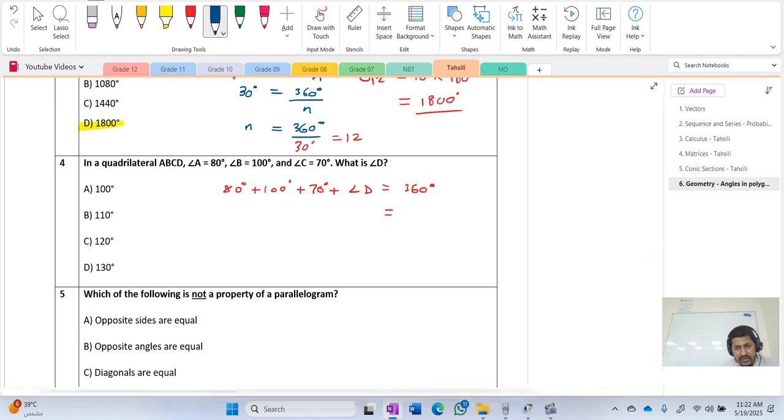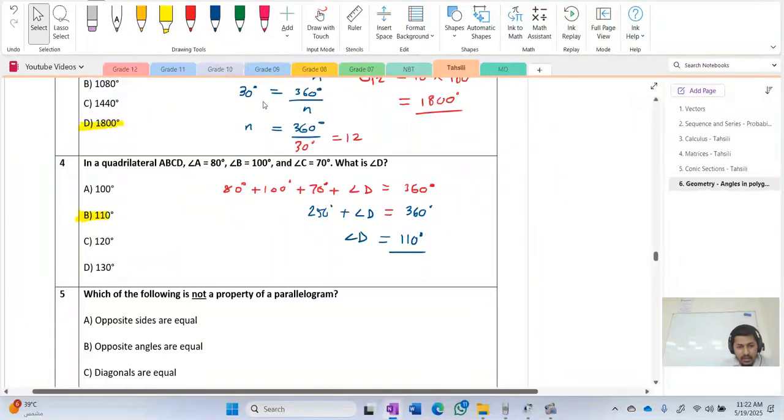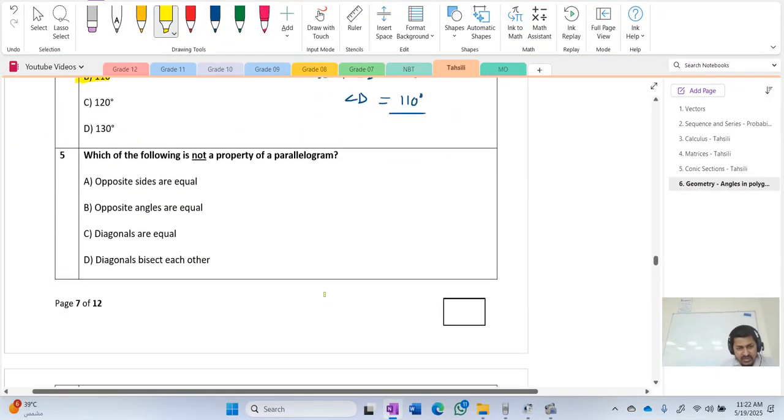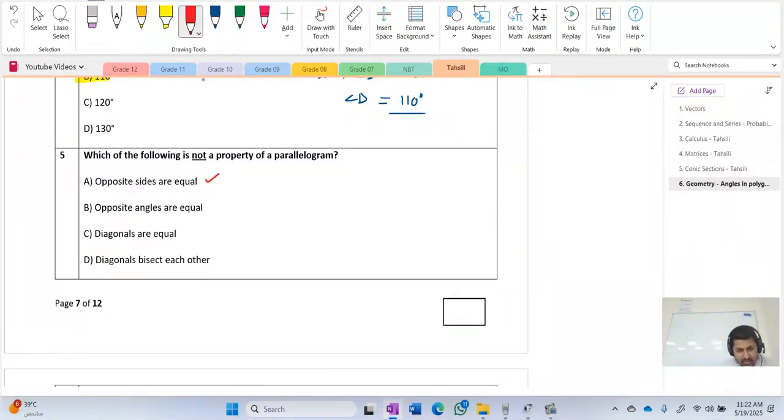Which of the following is not a property of a parallelogram? Opposite sides are equal, it is a property of a parallelogram. Opposite angles are equal, it is a property. Diagonals are equal, that's false. Only in a rectangle and a square are the diagonals equal. In a general parallelogram, diagonals are not equal. You can clearly see this is a parallelogram, we have a longer diagonal and a shorter diagonal. How can that be equal? So that's false. Diagonals bisect each other, that's true. I told you, common midpoint story.